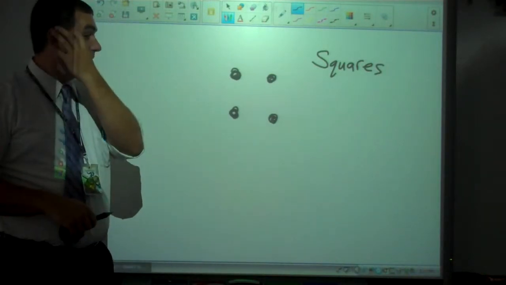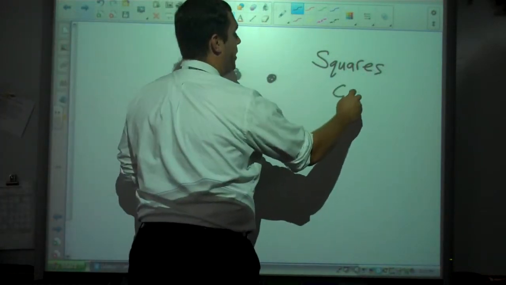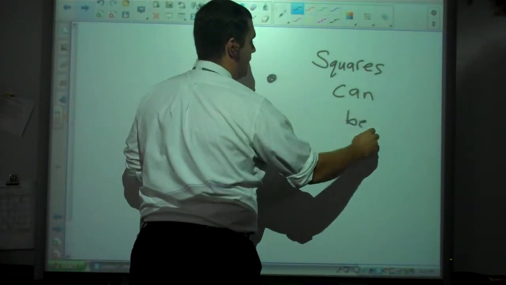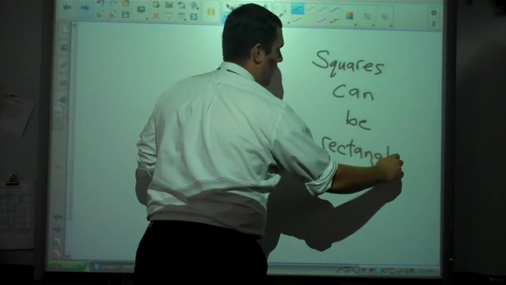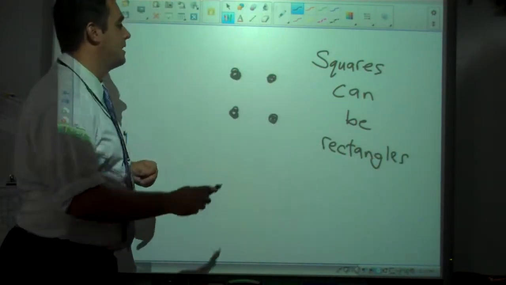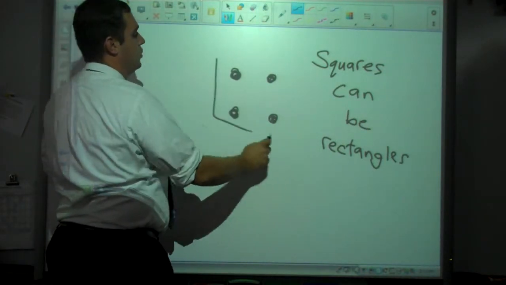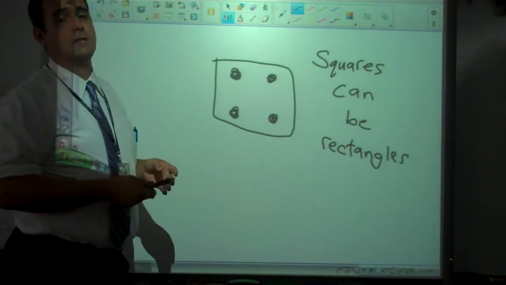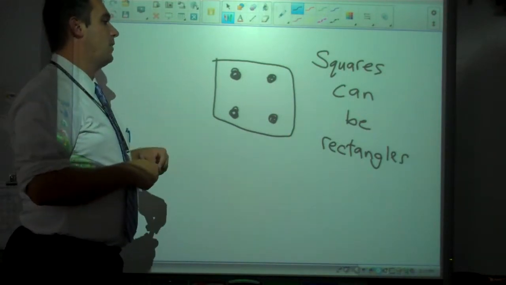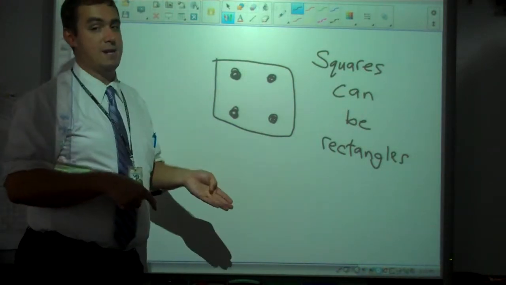So one of the last things I want to say about rectangular arrays is that squares can be rectangles. Okay, but rectangles cannot be squares. So we had an argument in class the first time we did this about whether this is a rectangular array or not, because it's 2 rows and 2 columns, 2 objects in each row and 2 objects in each column. And we did figure out that yes, this can be a rectangular array because squares can be rectangles.